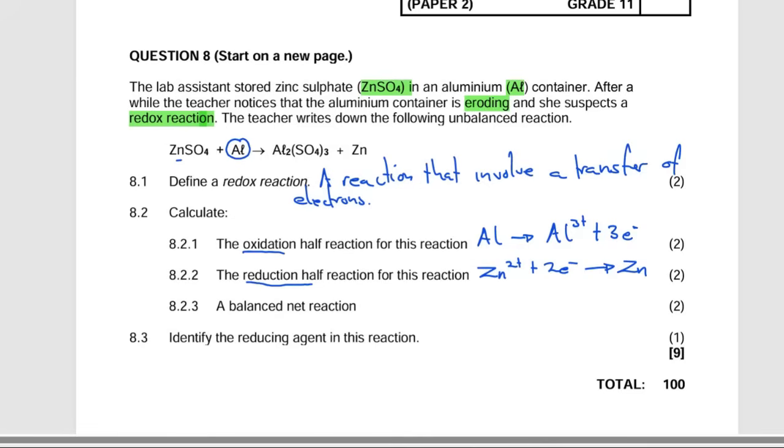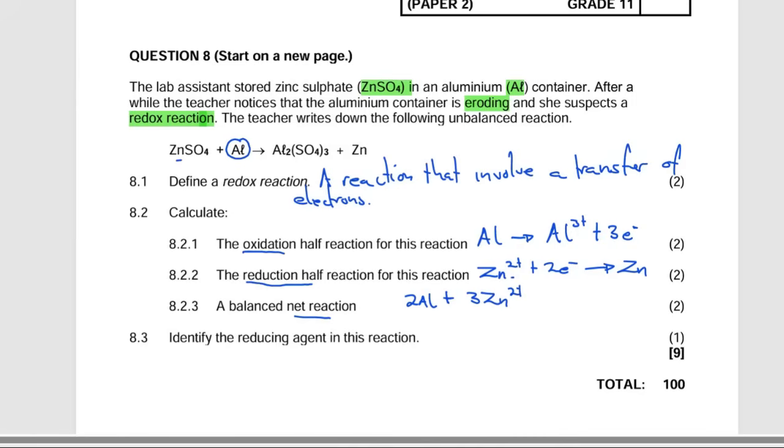Then I'm supposed to conclude 8.2.3, which is a balanced net reaction. The net reaction of these two, I'm going to balance everything there. So I'm going to have 2Al plus 3Zn2+, then 3Zn, because we're having 2 there.